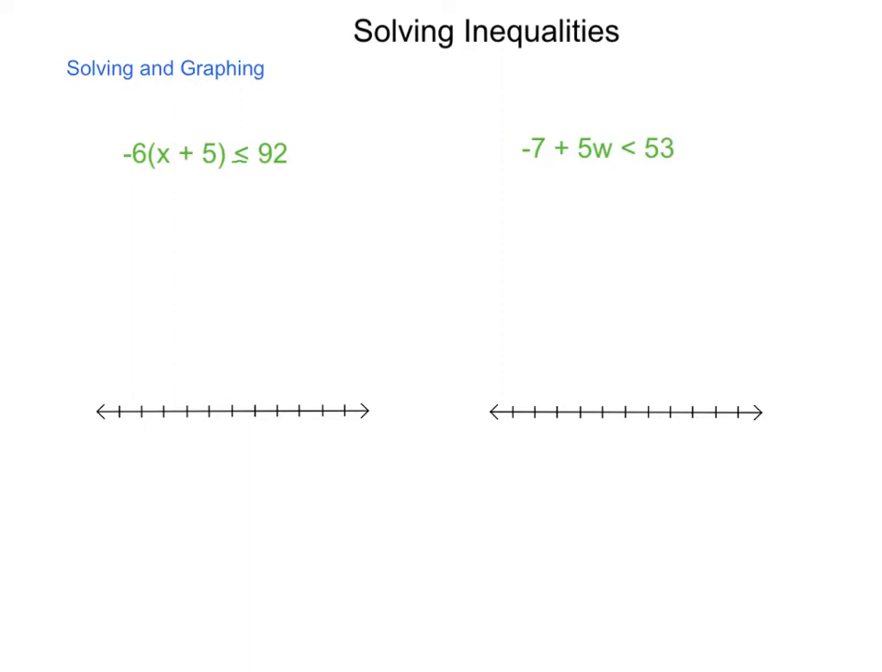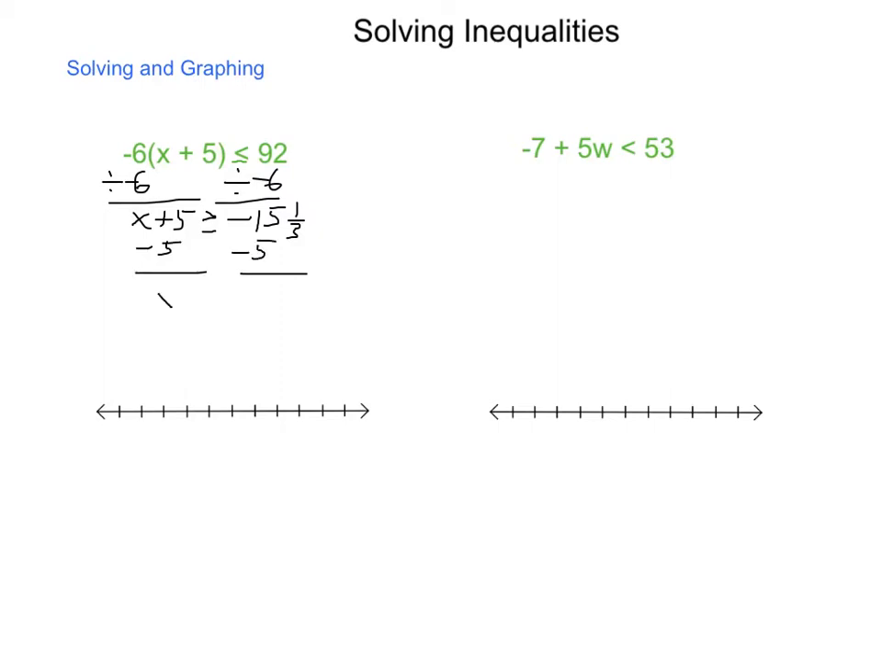So if we have negative 6 times x plus 5 is less than or equal to 92, we're going to solve this the same way we did our equations. We're going to begin by dividing both sides by a negative 6. And that gives us x plus 5, and 92 divided by a negative 6 is going to give us a negative 15 and 1/3. Now, because we divided by a negative sign, we're going to change the direction of our inequality. Now, continuing on, I see addition here, so I'm going to subtract 5 from each side.